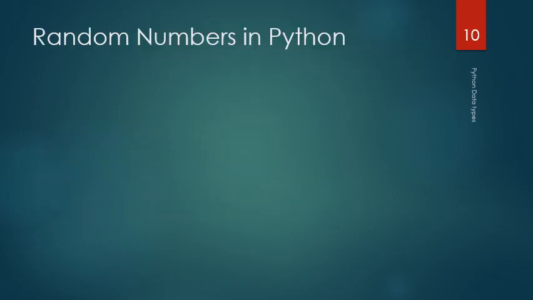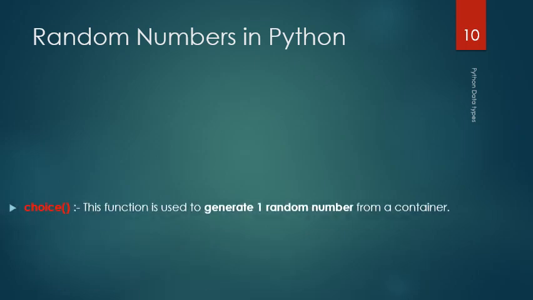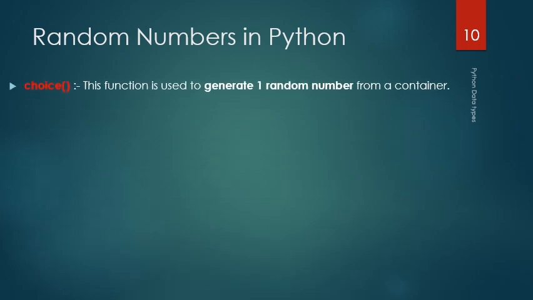Now we can see some random number generation functions in Python. One of the functions is choice. This function is used to generate one random element from a container. A container can be any sequence like a list, tuple, string, etc.